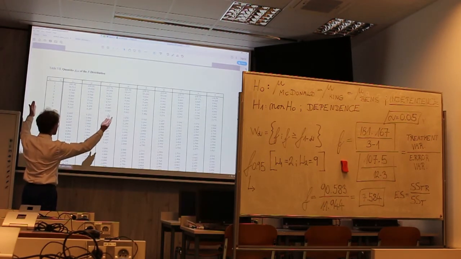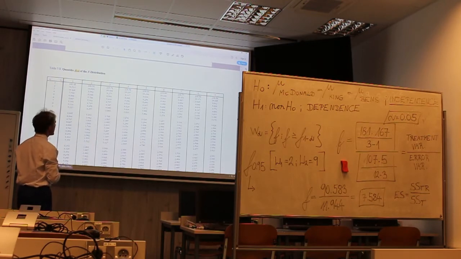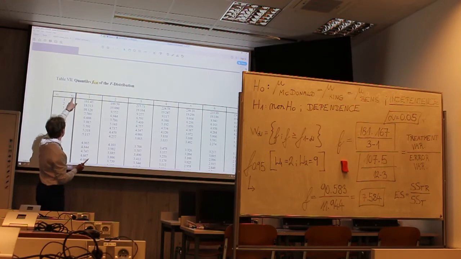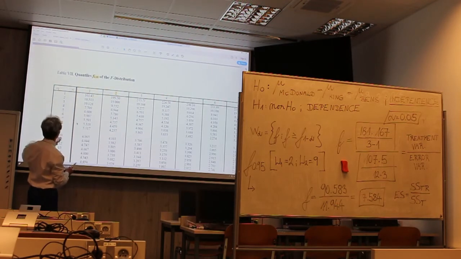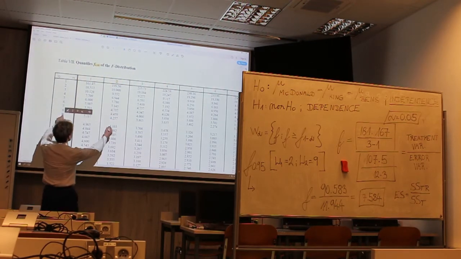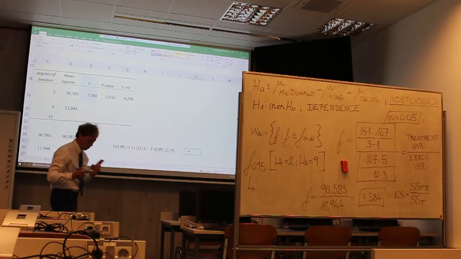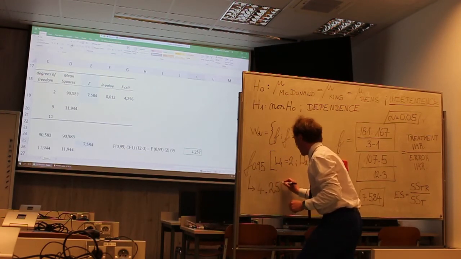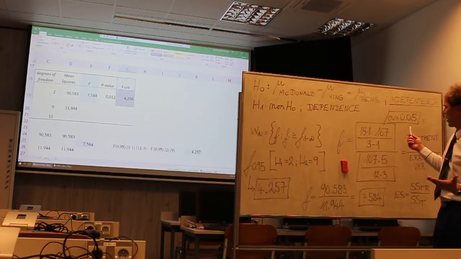Okay, here, the first page, which is in landscape format. If you zoom this page for better visibility, we will find the degrees of freedom nu1 equal to 2 and nu2 equal to 9. So the critical value will be 4.257. Okay, so this is the critical value.